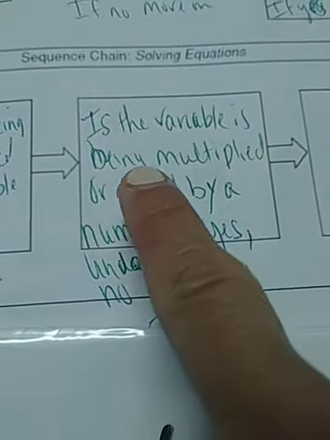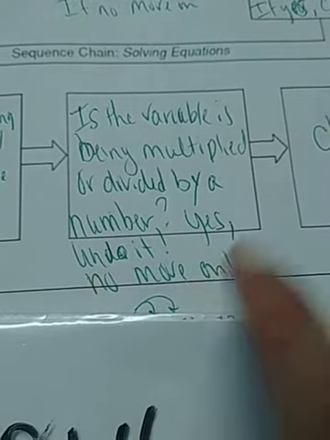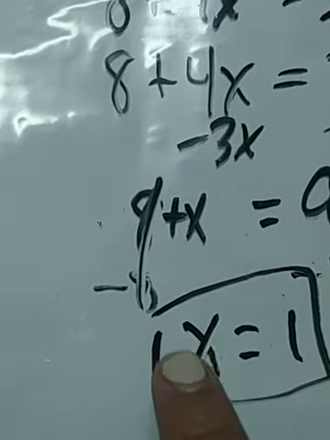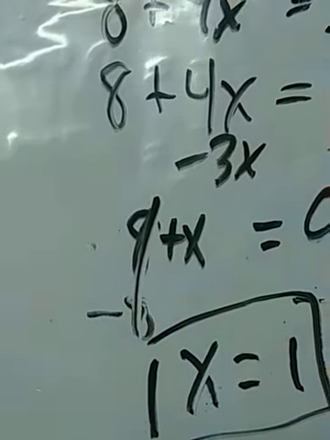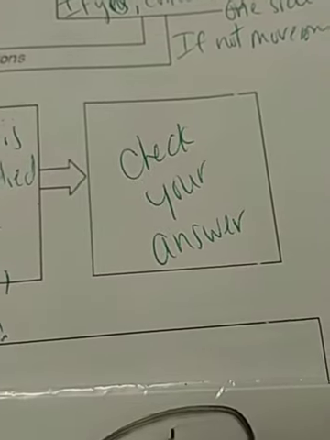Is the variable being multiplied or divided by a number? If yes, undo it. If no, move on. In this case, we don't have a number right here attached to x, so we don't have to do any more work, but sometimes we will. And our very last step is to check our answer.